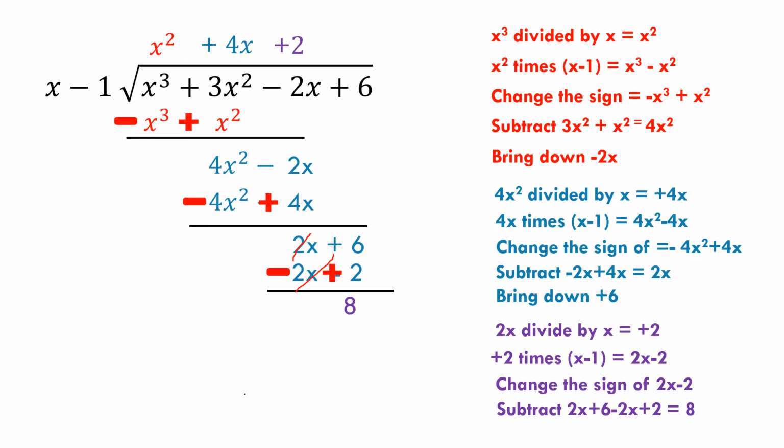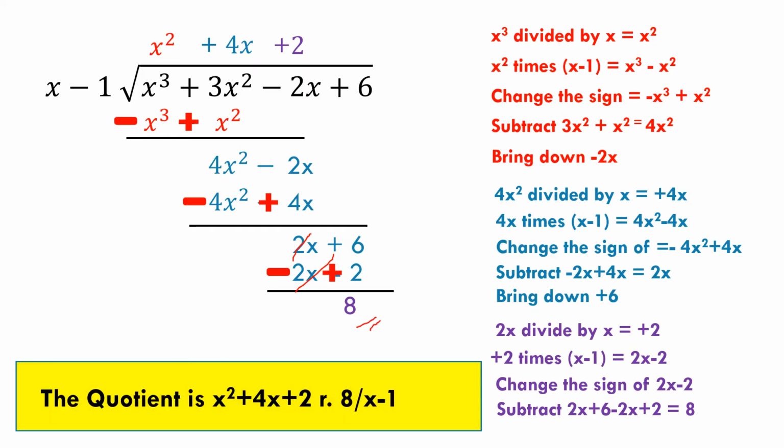So, wala na tayong i-bring down dito. So, ito na yung natitira natin. So, this is our remainder. So, sa ating quotient, how do we write the quotient? So, a quotient is x squared plus 4x plus 2. Since may remainder tayo, follow this. 8 over x minus 1.